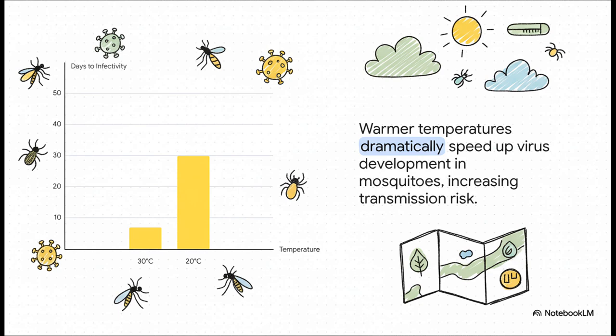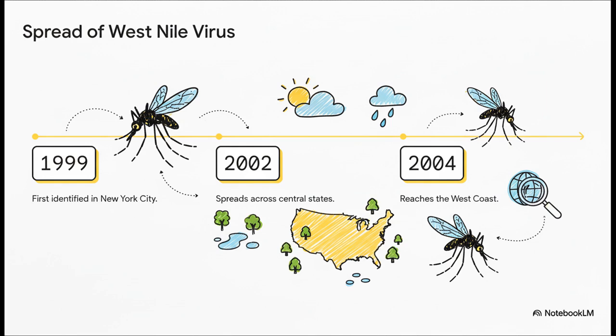And this right here is where temperature becomes the absolute game changer. For a mosquito to be able to pass the virus on, the virus has to multiply inside it first. At a nice, warm 30 degrees Celsius, this only takes about a week. But if you drop that temperature down to 20 degrees, it can take a whole month. So warmer weather just dramatically supercharges the whole cycle, making transmission way more likely. And you can literally see the impact of this on a map. After it first showed up in New York City back in 1999, it just exploded across the country. In only 5 years, it had traveled all the way across the entire continental US.